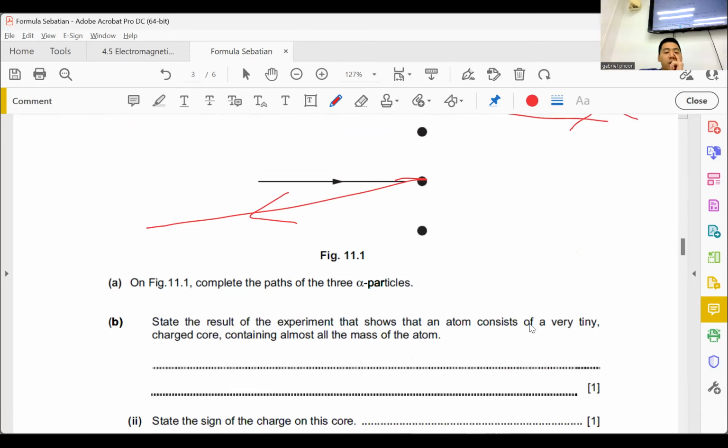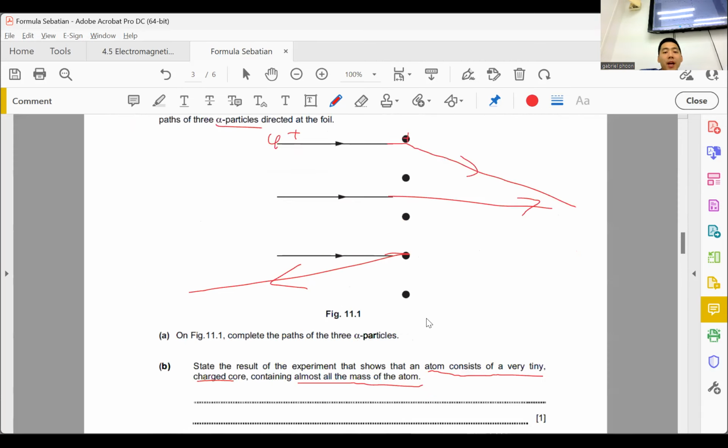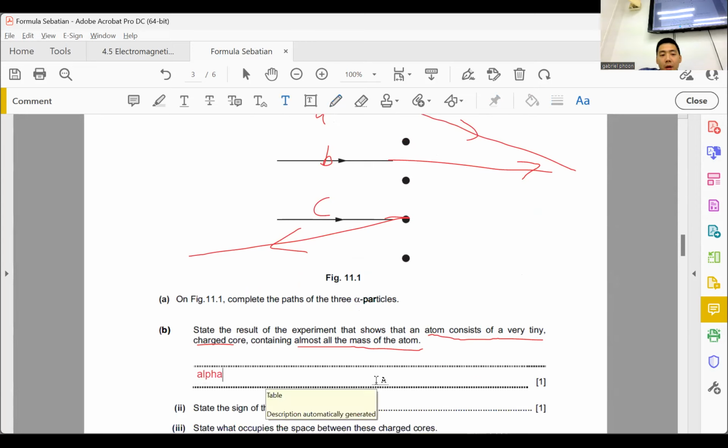Then after that, state the results of the experiment that show that the atoms consist of very tiny charged cores containing almost all the mass of the atoms. Which part shows that it has most of the mass of the atoms? A, B, or C? C, right? The alpha particles being deflected, being rebounded.